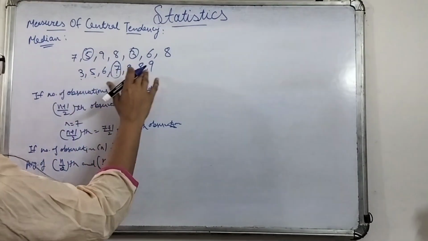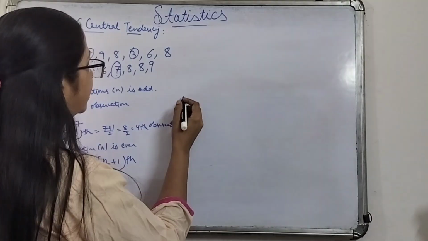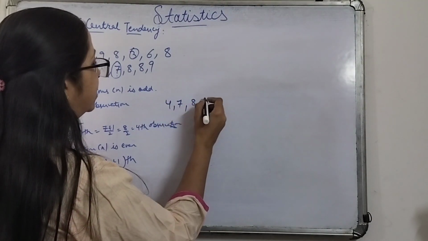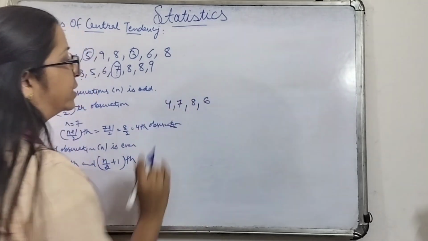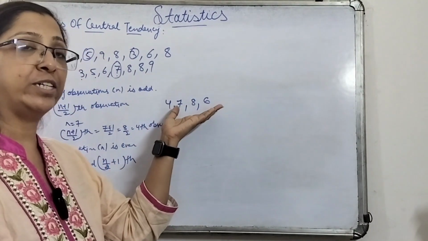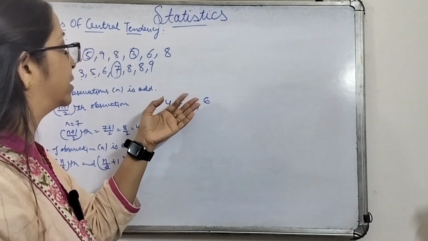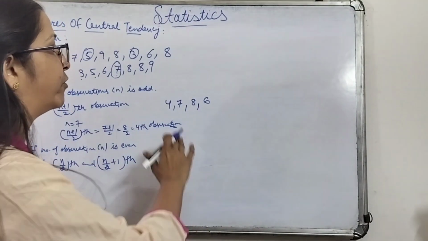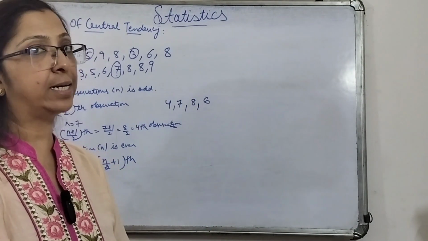Now suppose instead of this we are taking another data. Say the numbers are 4, 7, 8 and say 6. These are the four numbers, four observations. We have to find the median of these observations. Over here, first of all, we will be arranging these observations in ascending order.